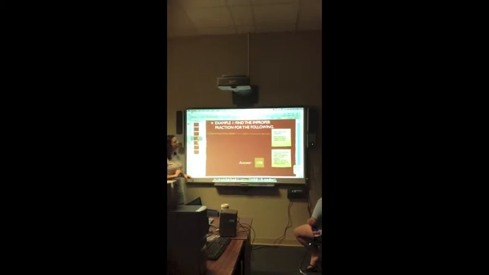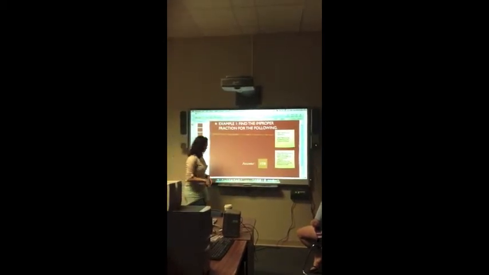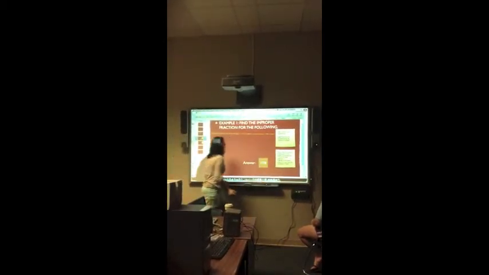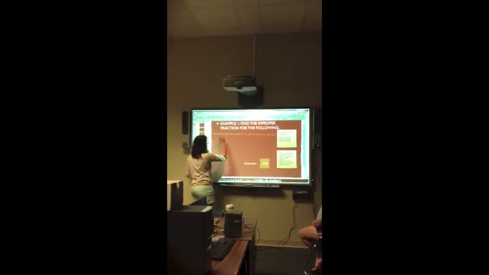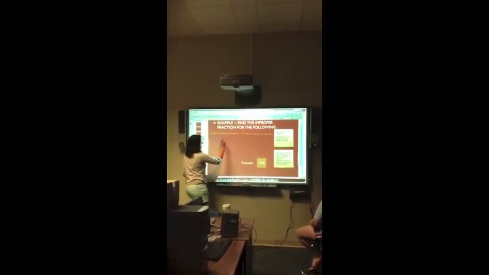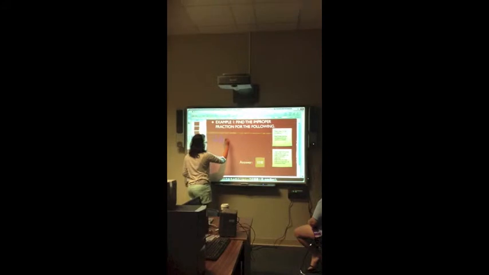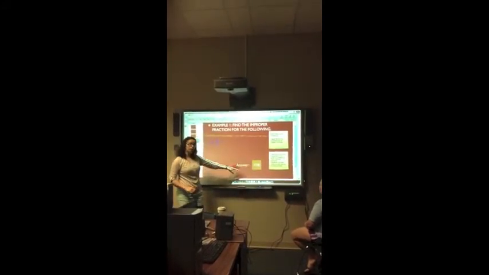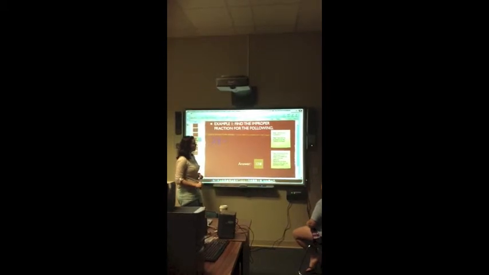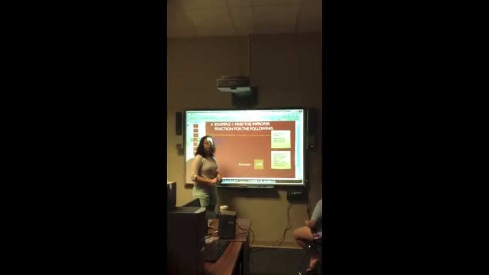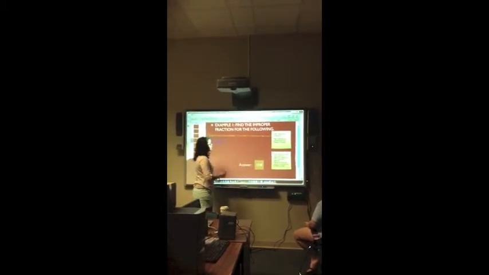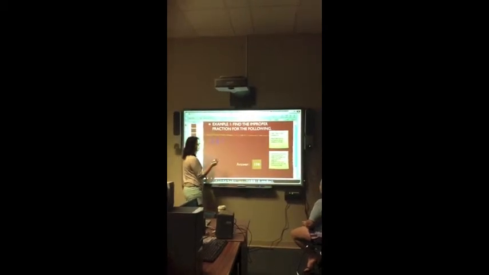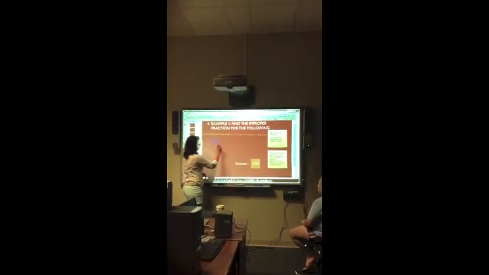So example 1, we're going to find the improper fraction for the following. For right now, I'm going to give you the answer so you can see where we're going. We're going to start at 2 1/8. So step 1, we're going to identify the denominator. The denominator in this fraction is what? 8. That's correct. 8.